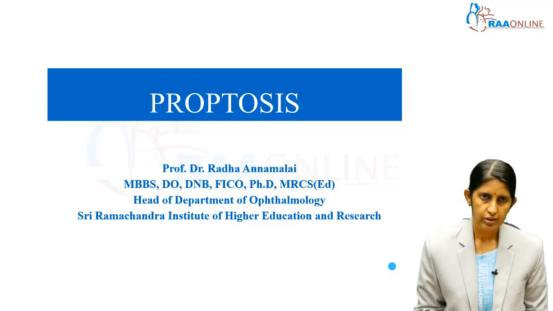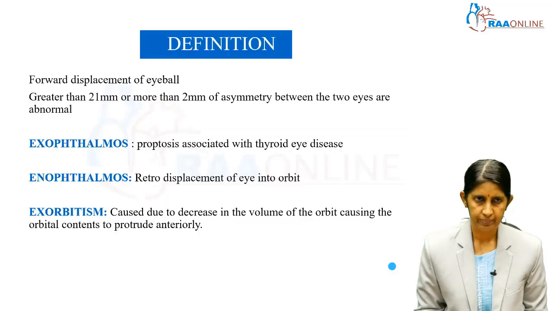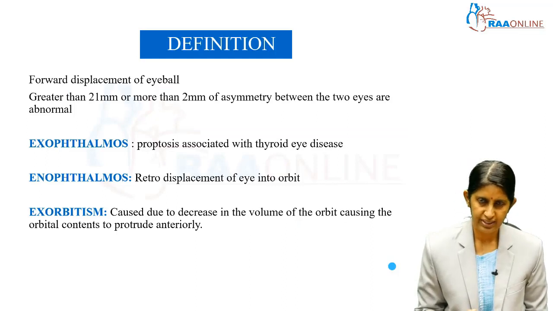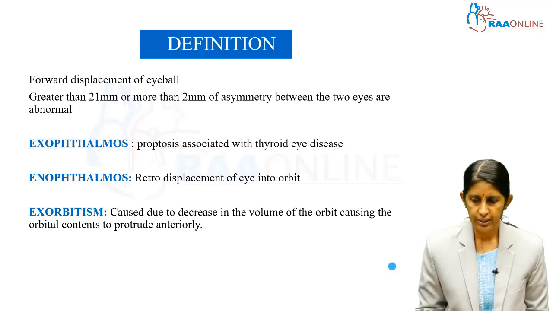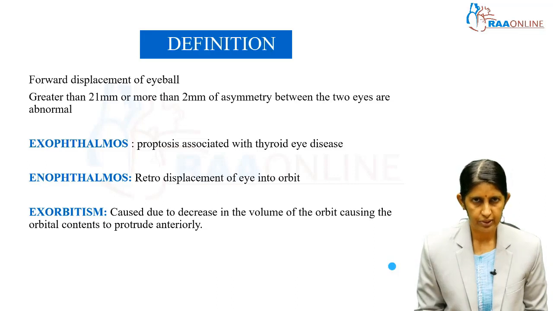Exophthalmos refers specifically to proptosis that is associated with thyroid eye disease. Anophthalmos implies that there is a retrodisplacement or a recession of the globe into the orbit, and exorbitism is due to a decrease in the volume of the orbit, which in turn causes the orbital contents to protrude anteriorly. So these are very important terminologies that we need to keep in mind to understand the topic of proptosis better.